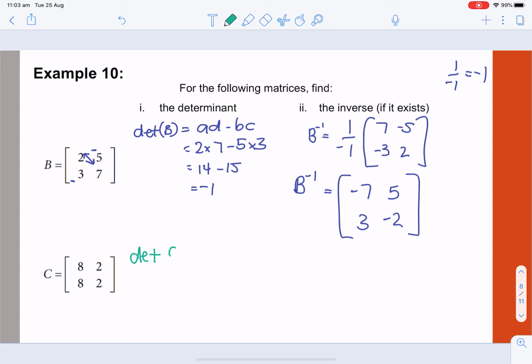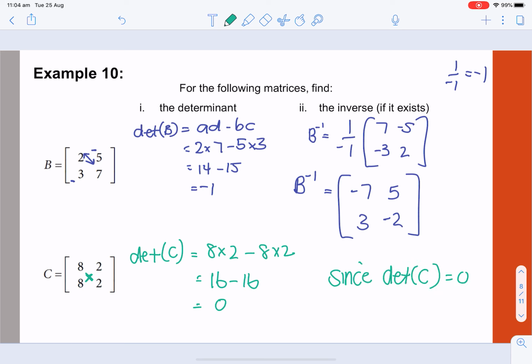Determinant of C. So we've got our C matrix being 8, 2, 8, 2. A times D, these guys here, is 8 times 2. And then we do B times C, which is 8 times 2, and we subtract them. 16 take away 16 equals 0. Now part 2 says the inverse if it exists. Since the determinant of C equals 0, C to the negative 1 does not exist.